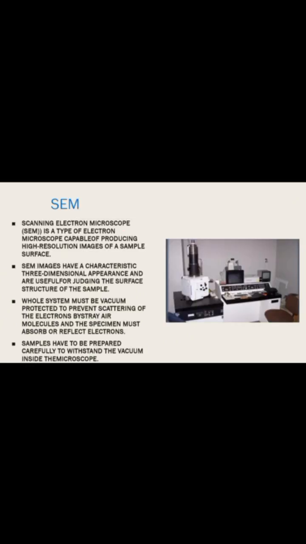Next, what is SEM? A scanning electron microscope is a type of electron microscope capable of producing high resolution images of a sample surface. Some images have a characteristic three-dimensional appearance and are useful for judging the surface structure of the sample. The system must be vacuum protected to prevent scattering of the electrons by stray air molecules, and the specimen must absorb or reflect electrons. Samples have to be prepared carefully to withstand the vacuum inside the microscope.